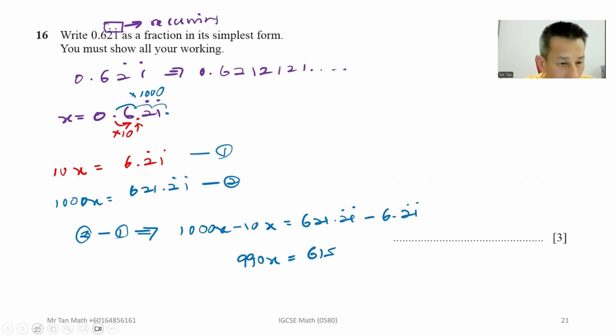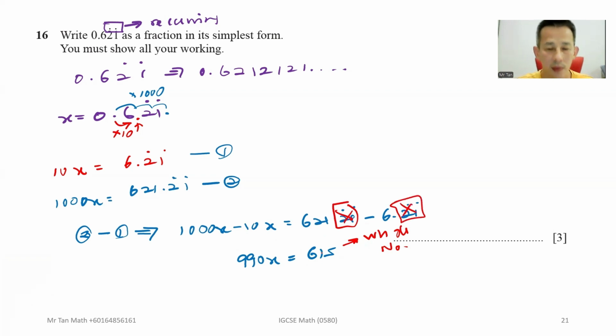One thing you need to take note of here: after you minus, this should be a whole number. It cannot be a decimal. If you get a decimal, that means something is wrong. When you minus, we want to get rid of the recurring. So your x is equal to 615 over 990.